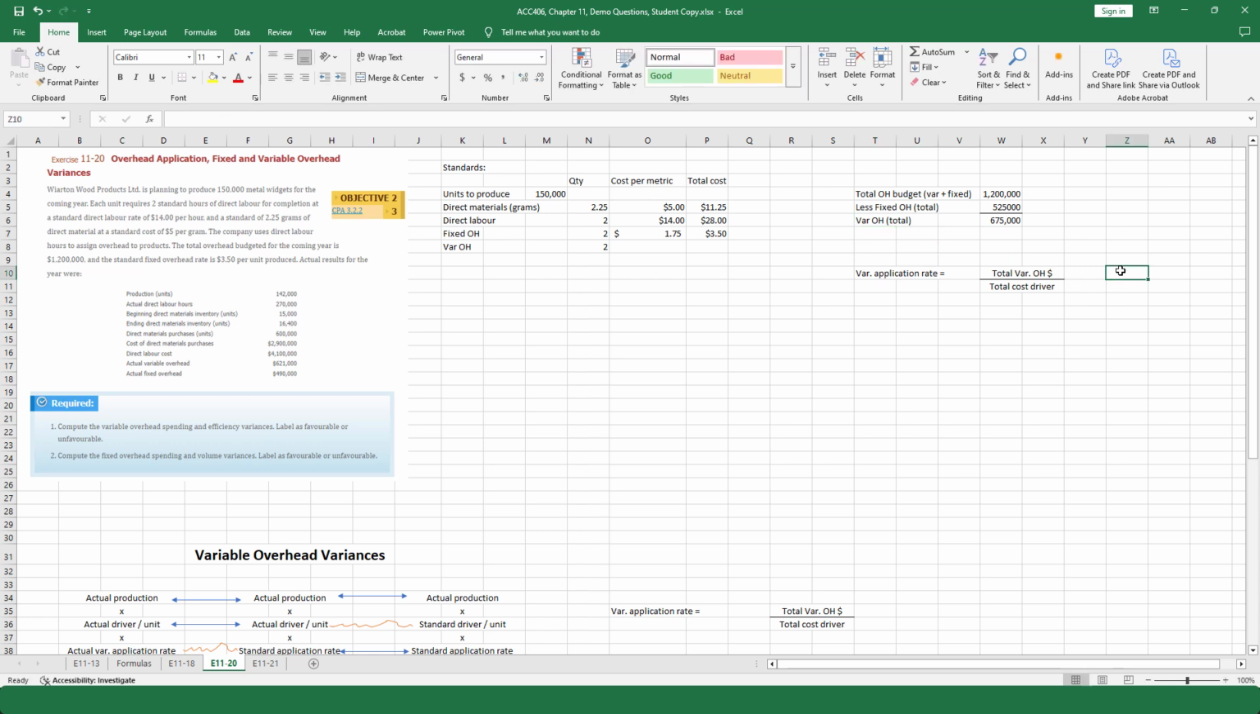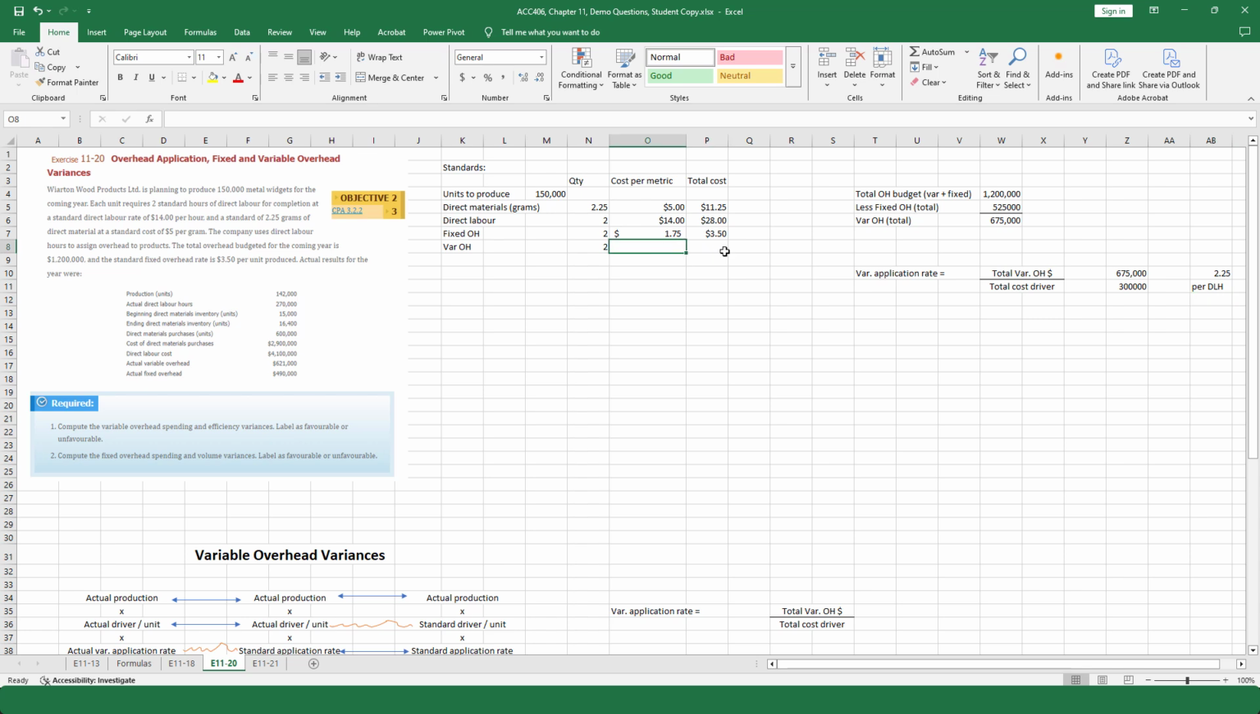So that means I can take the 675 and divide it by the total cost driver. We know that the total cost driver is the total budgeted direct labor hours, which is 2 hours multiplied by the 150,000 budgeted, so that's 300,000 hours. I can now calculate the application rate as $2.25 per direct labor hour.